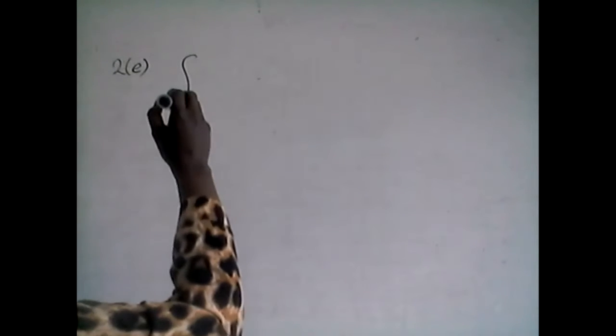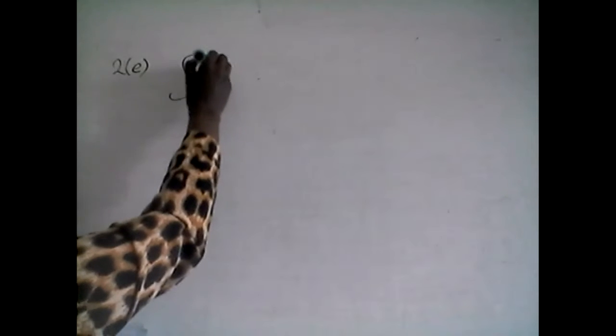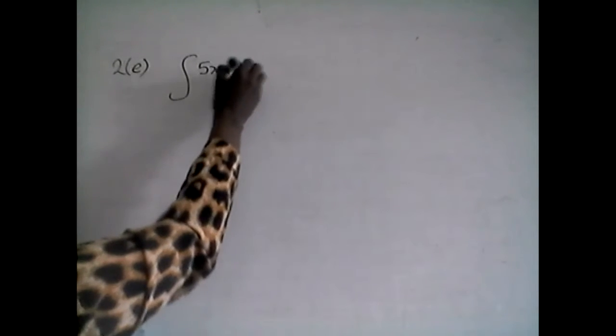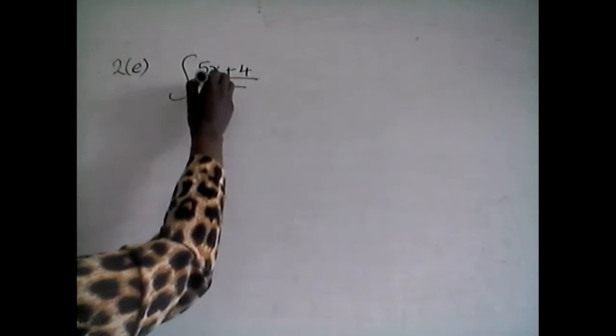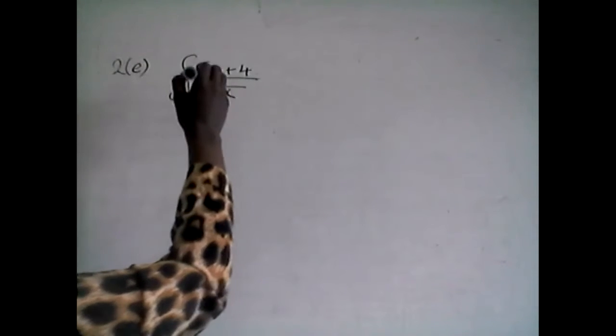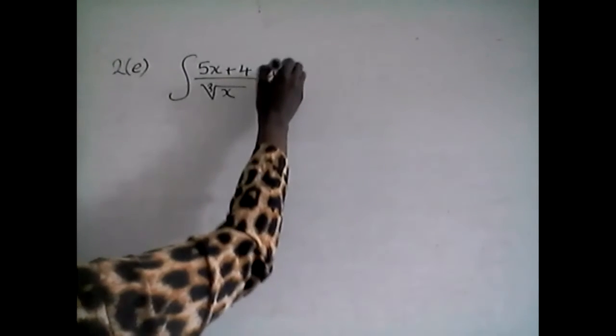Maybe question number 2E. Question number 2E is equal to the integral of (5x + 4) over the cube root of x, dx.